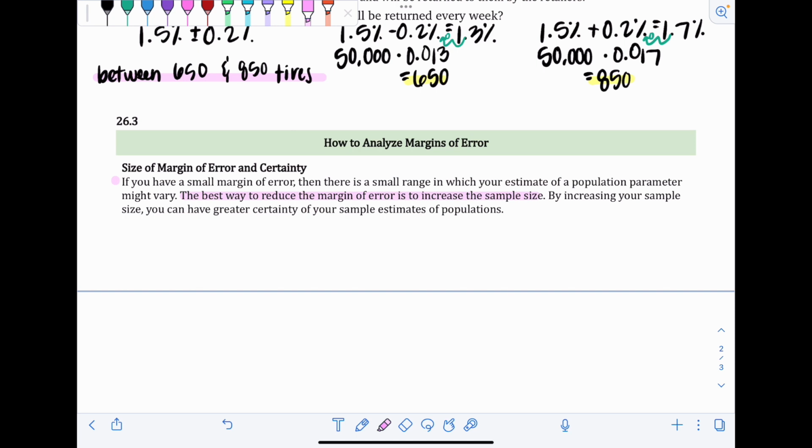And in order for your results to be more accurate, you need to increase your study, meaning that you're researching more people, you're gathering more surveys, stuff like that, because the more broad and well chosen your sample size is, the more it's going to represent the population. Okay, by increasing your sample size, you can have greater certainty of your sample estimates of the population. So basically the larger the sample size is, assuming it has the same organization or diversity as your original sample, if you make it bigger, it's going to be more accurate and it's going to give you a better estimate of the overall population.